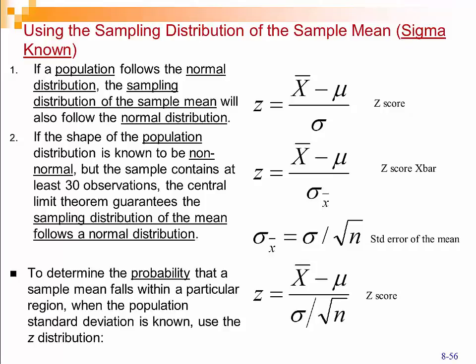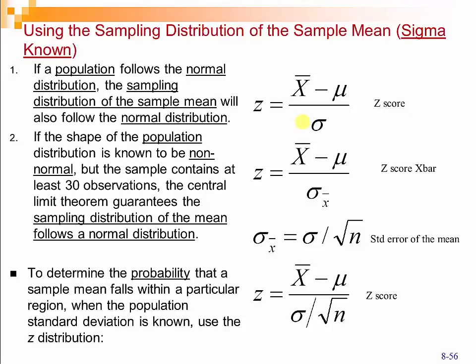The z-score looks similar up here to what we've seen before, but there's a slight difference in that we now have an x bar minus mu divided by sigma instead of the x minus mu divided by sigma. So we are interested in the distribution of x bar, the sample mean, instead of x, the value of one observation. And in the denominator, we use the standard error of the mean of n observations.